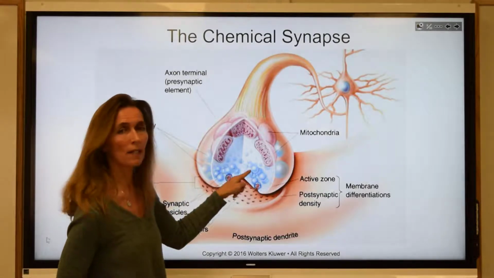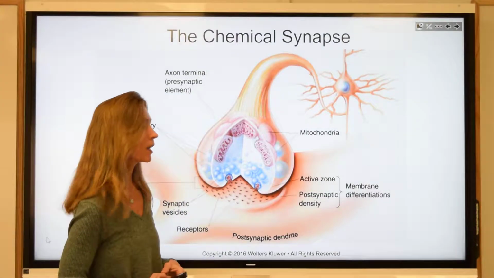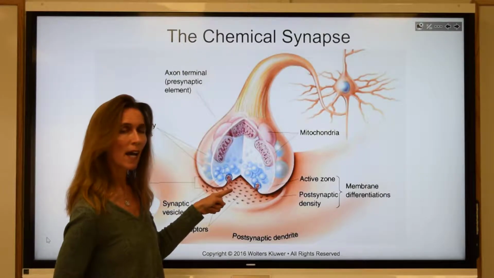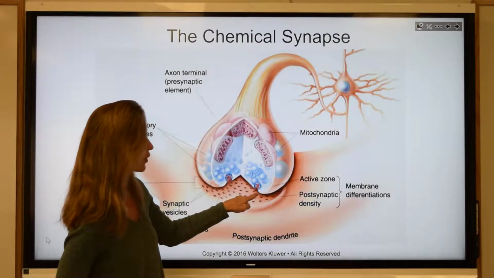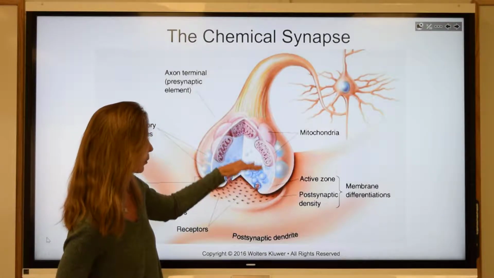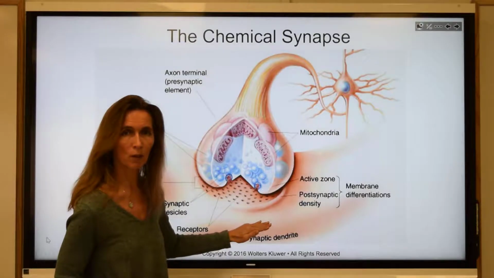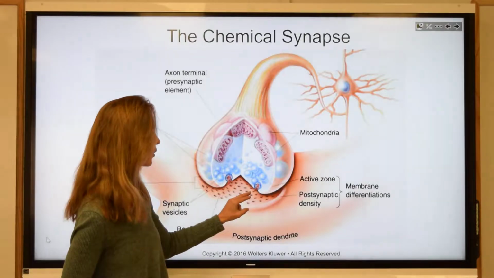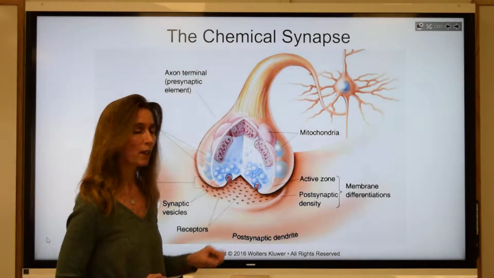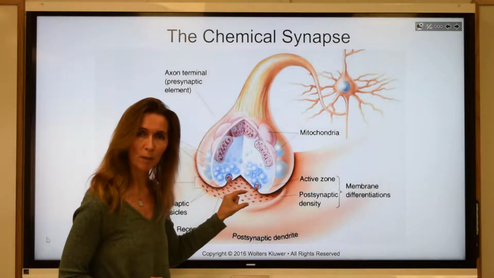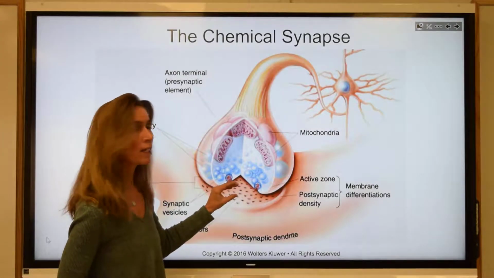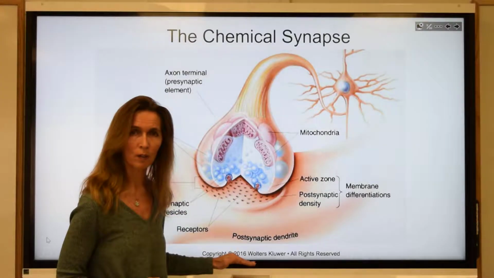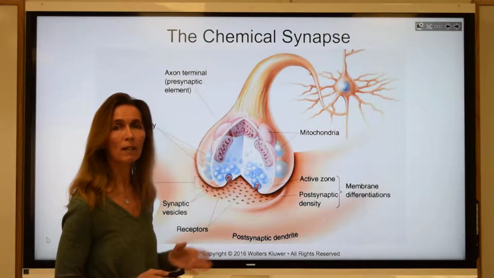And there are synaptic vesicles, and they contain neurotransmitters. And these neurotransmitters are released here at the synaptic cleft. You see this little gap between the presynaptic neuron and the postsynaptic neuron. And in the membrane of the postsynaptic neuron, there are receptors, and the neurotransmitters will bind to those receptors and then initiate a response that leads to the activation of the postsynaptic neuron. So this is called a chemical synapse.